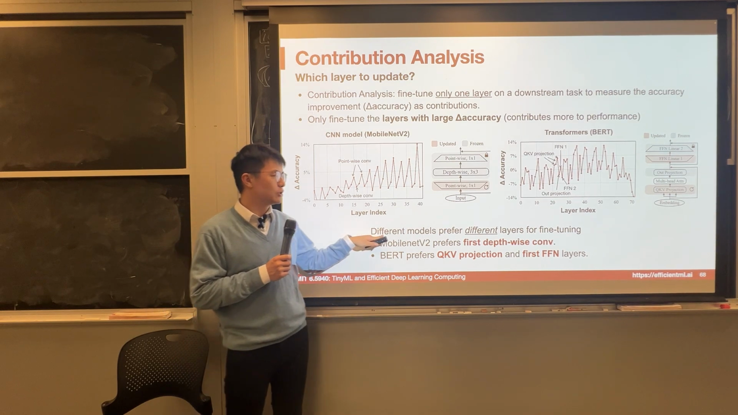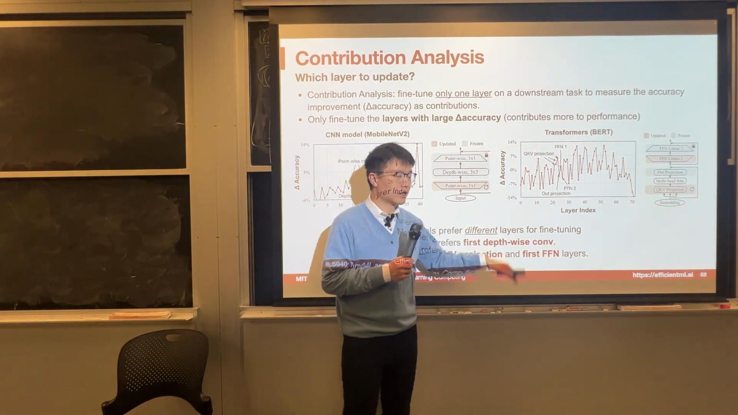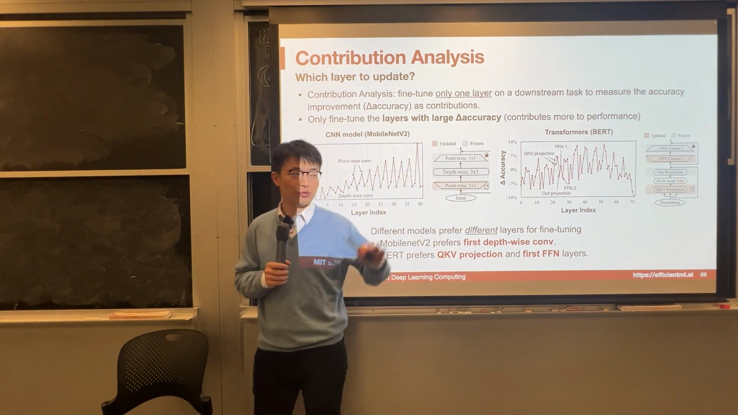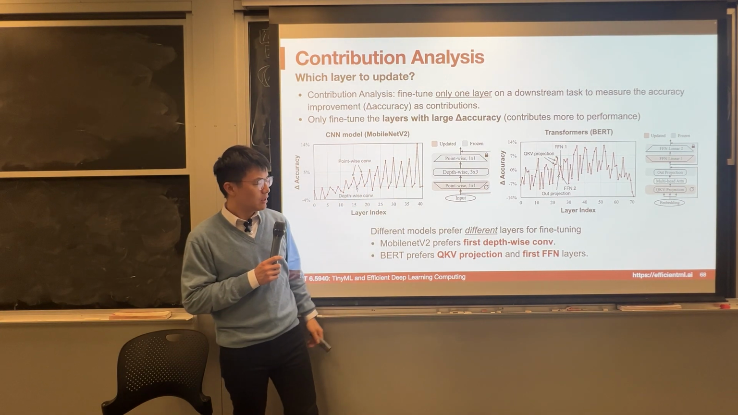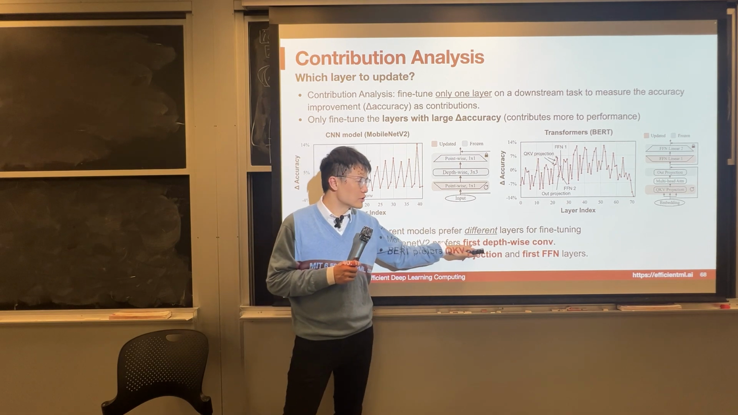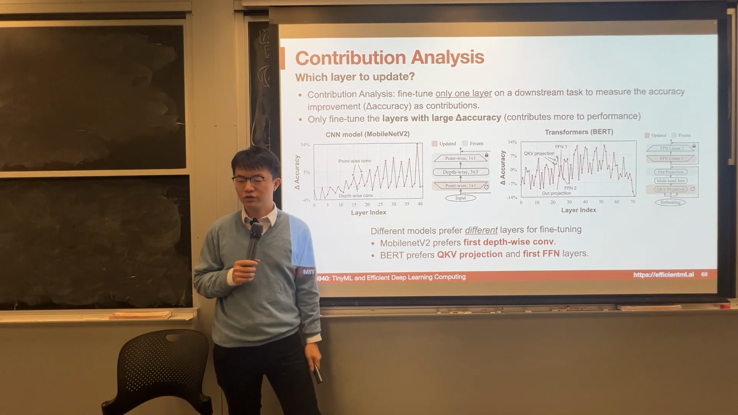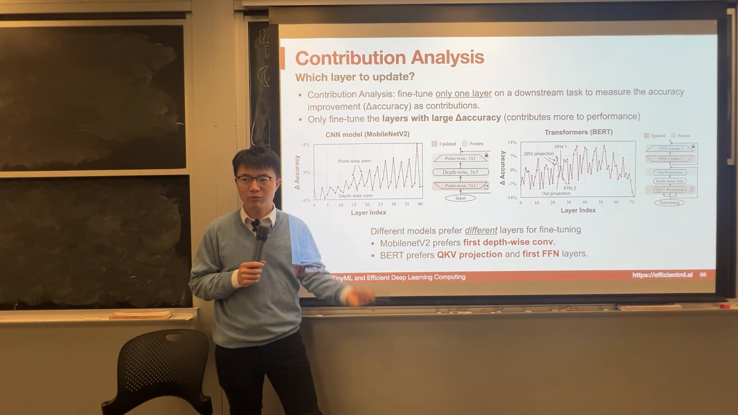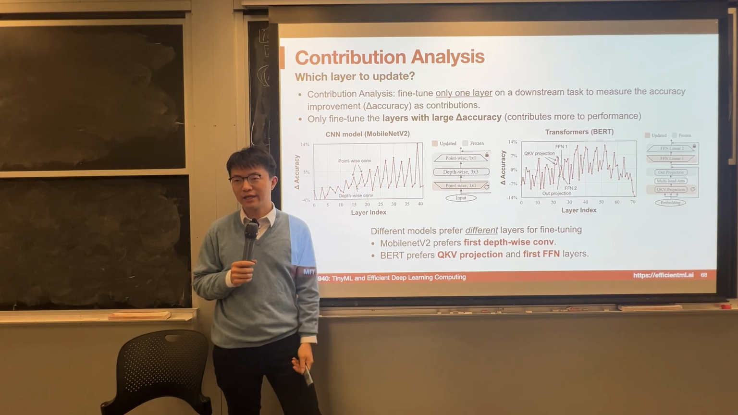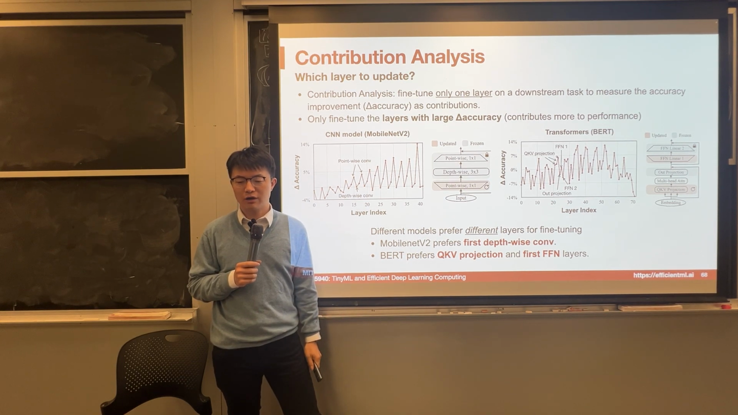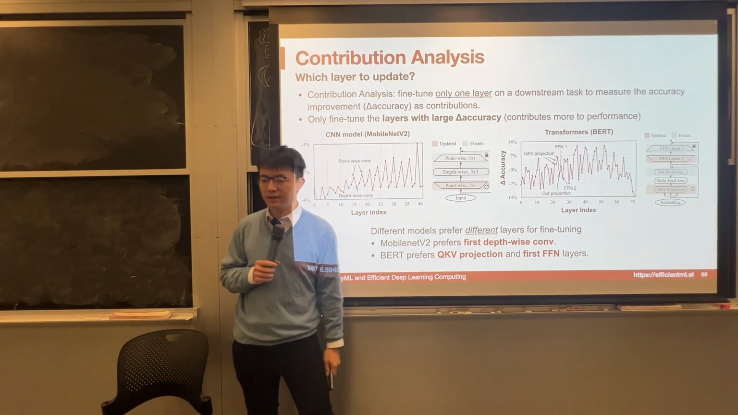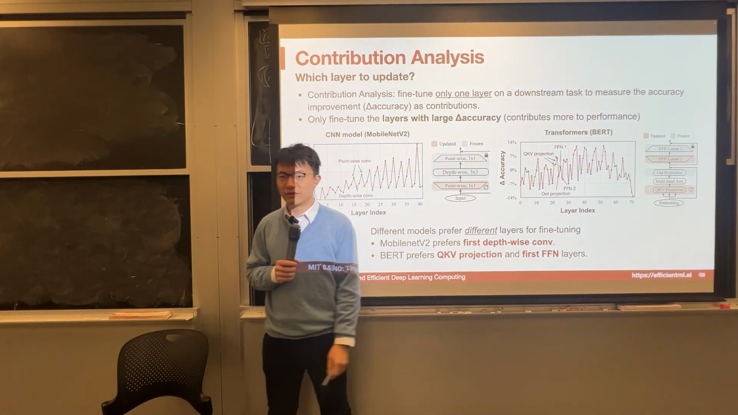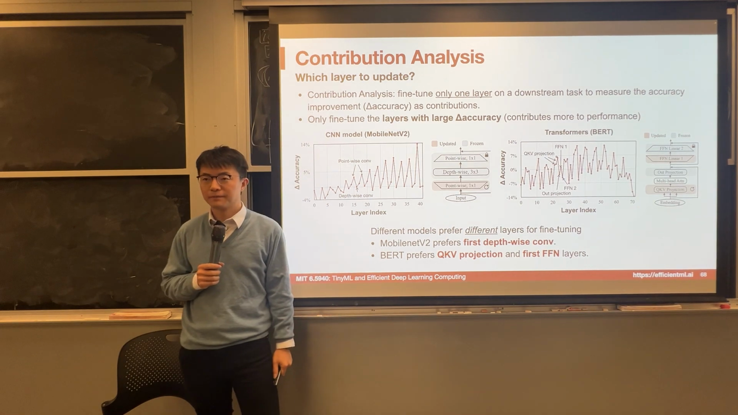So in summary, different models prefer different layers for fine-tuning. You want to do such profiling once and then apply it to different downstream tasks. So MobileNetV2 prefers the first depth-wise conv to be fine-tuned. It's contributing more to the accuracy and also it's taking a smaller amount of activation. The cost is also small. And BERT prefers this QKV projection and also the first FFN layer to be fine-tuned.